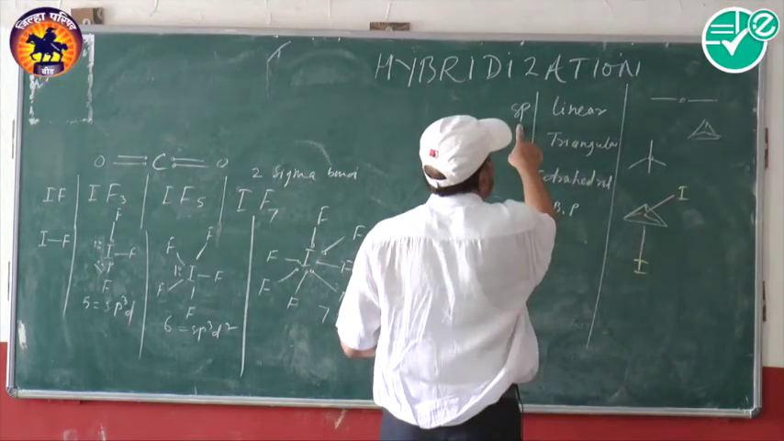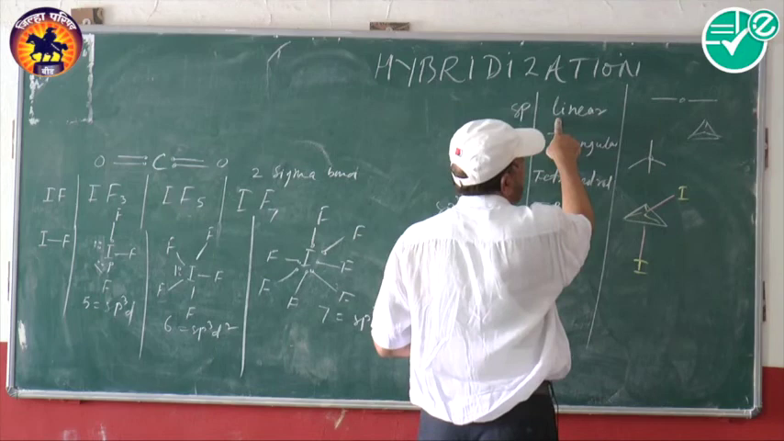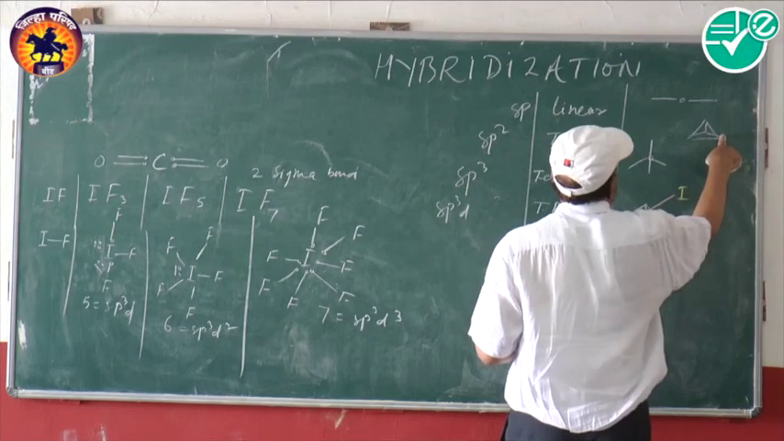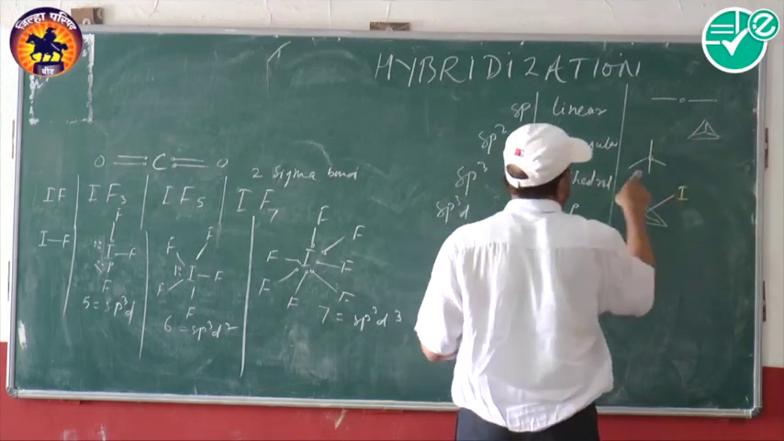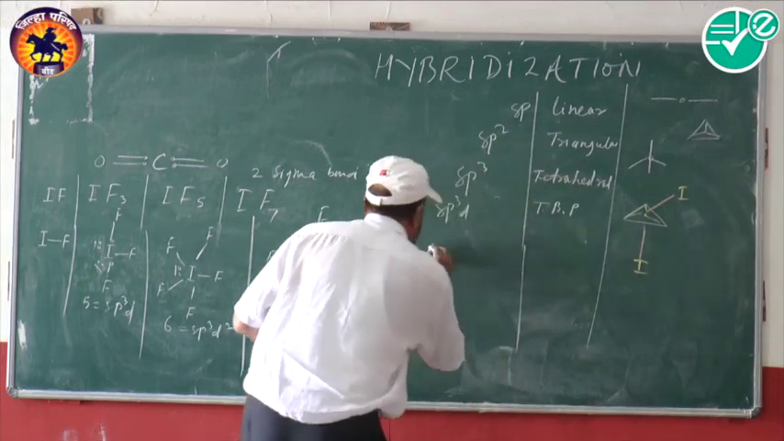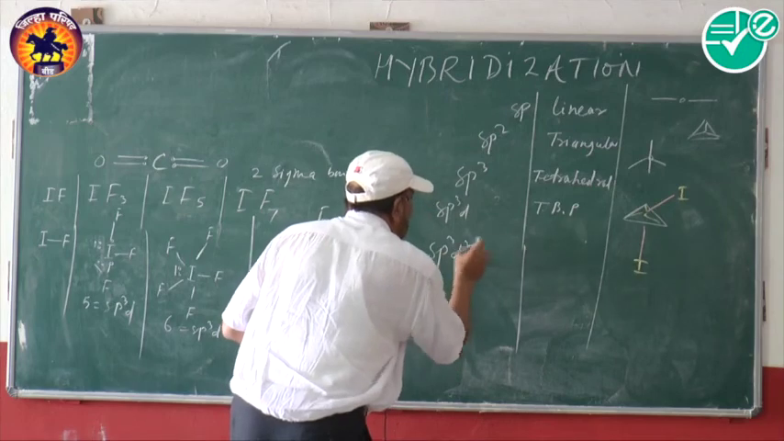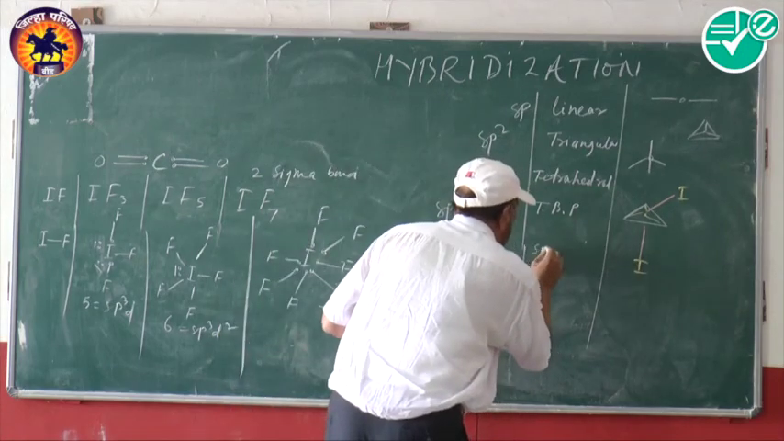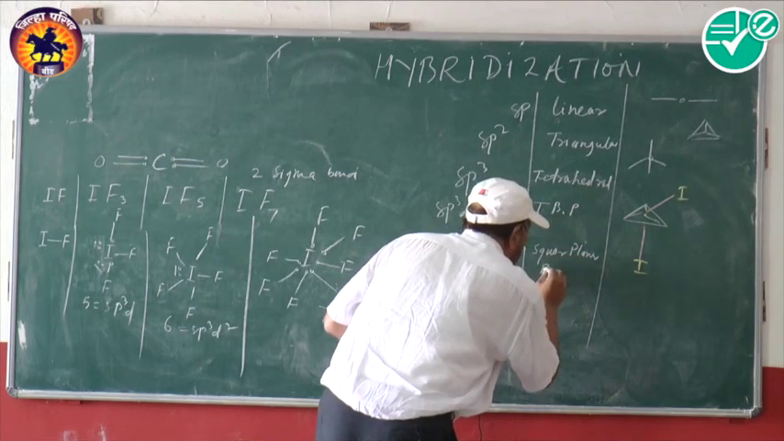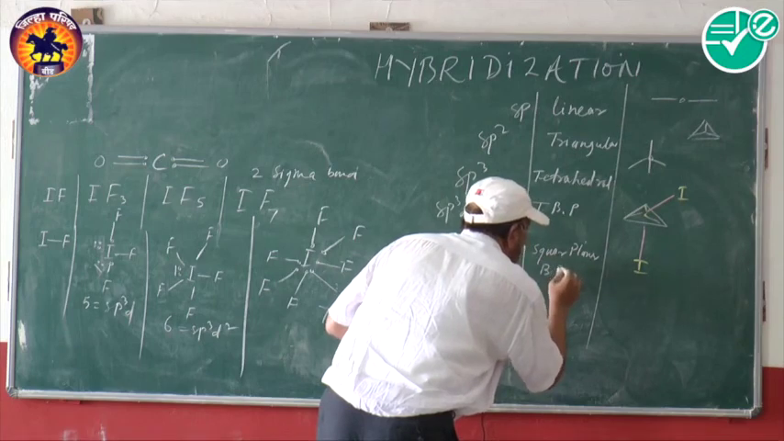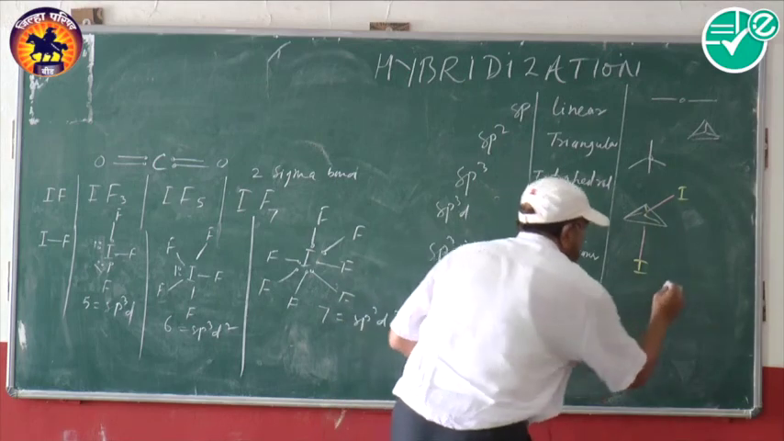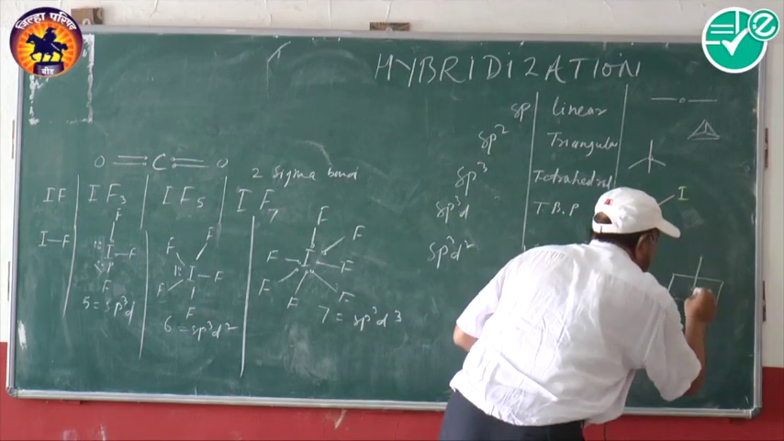So for sp, regular shape is linear. For triangular, regular shape is this one. For sp3, regular shape is tetrahedral. For sp3d, trigonal bipyramid. Similarly, sp3d2, it is 6. Either square planar or bipyramidal, also called octahedral. This one, a square above and below.